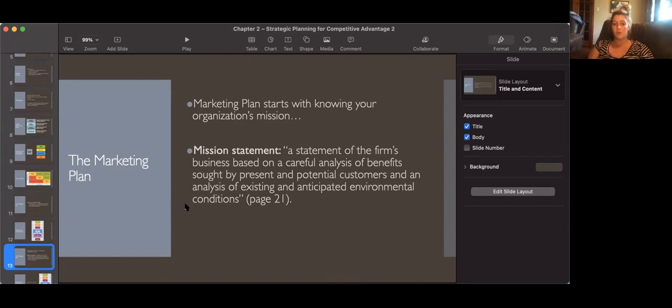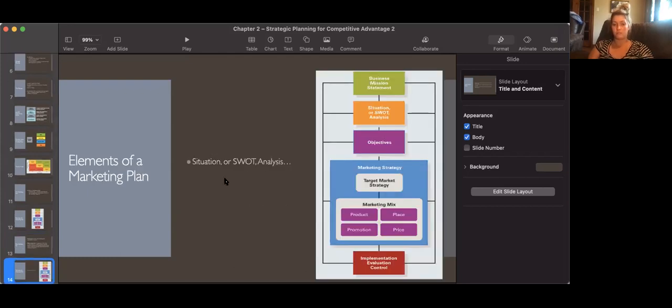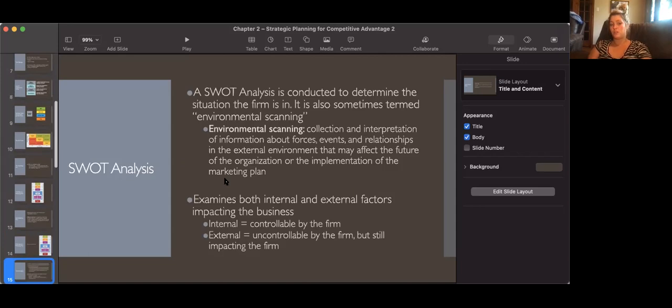But this will help you define your firm's business and who they are. Then we go to the situation or SWOT analysis. You've looked at the SWOT analysis in Unit 1, in Chapter 1. It carries through here, so it really could go in either place if you want me to be honest. But this is so you can look at what is the situation that we're in.